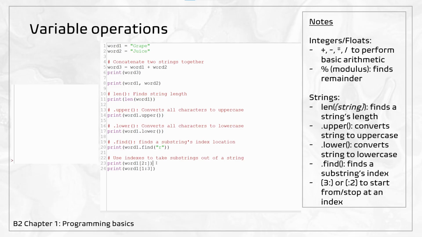This line prints out the third character onwards of word 1. And this line prints out the second character onwards until and not including the fourth character. So now if we just run this program, we'll be able to see the results.